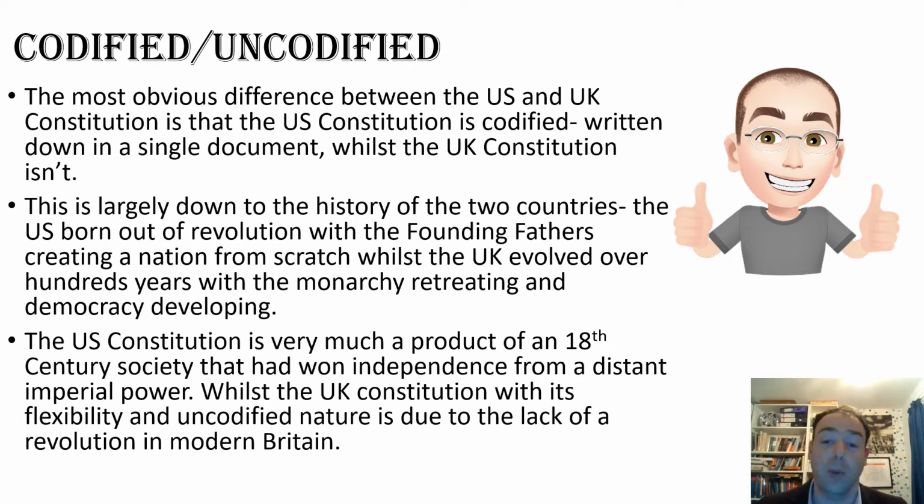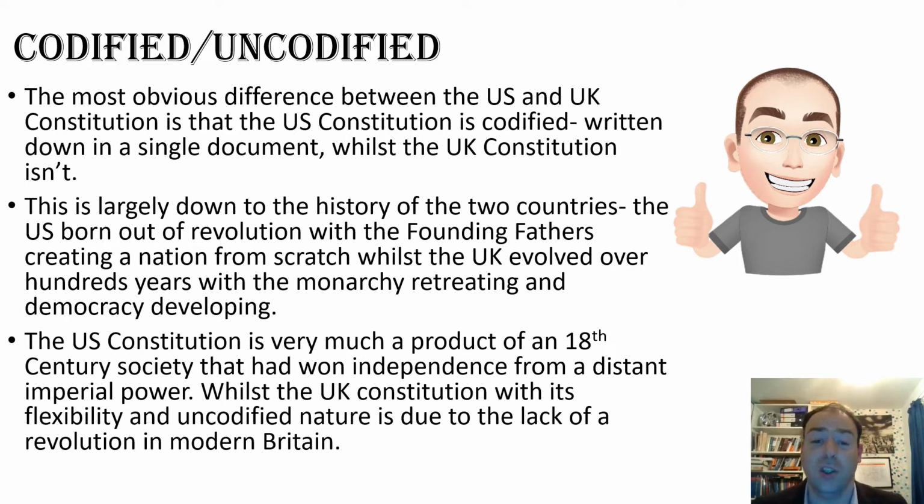In the UK, things have evolved over hundreds of years. We've seen the retreat of the power of the monarchy, we've seen the development of democracy, but we haven't seen that great big modern revolution, and therefore the UK has just kind of moved through time. And part of the reason that's allowed that is because there wasn't a codified constitution setting things out. They could evolve. It gave a great deal of flexibility.